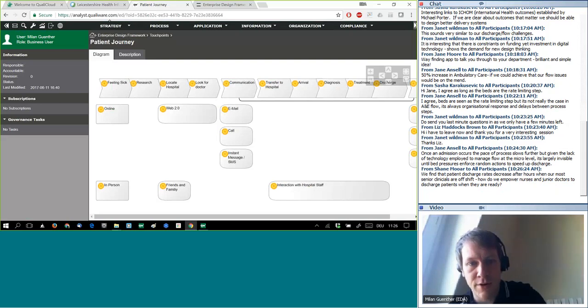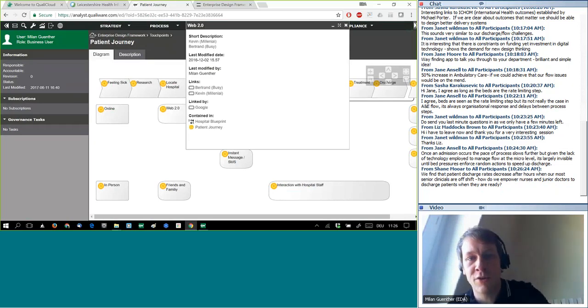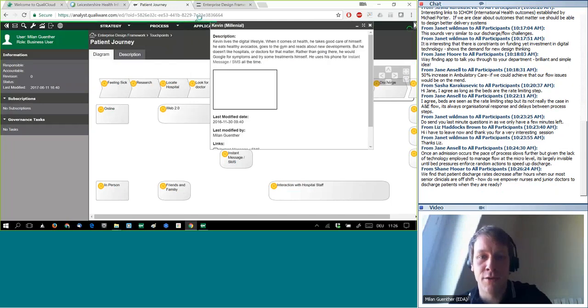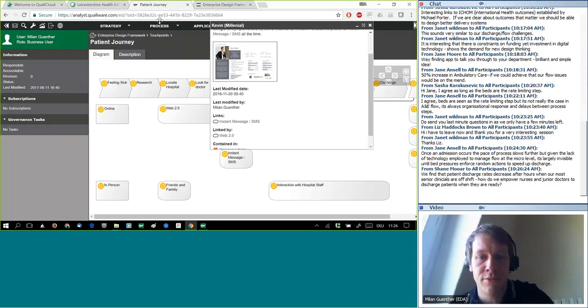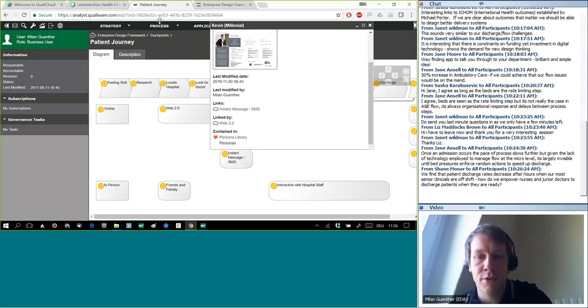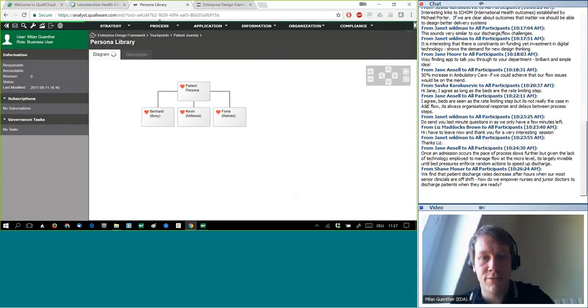We can look, for example, at who is using this touch point, this Web 2.0 touch point. We have Kevin, who is a millennial. So here's a persona that we integrated in the repository, so we can make links between the different aspects, in this case the people aspect, which is personas, and the touch points, but also, for example, technology. So we have here our persona library with the different personas that we are designing for.